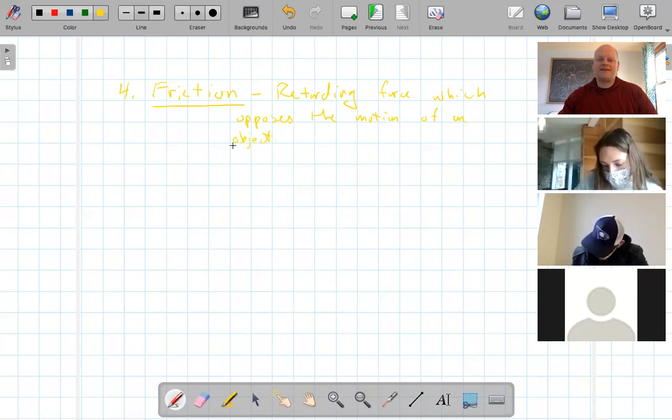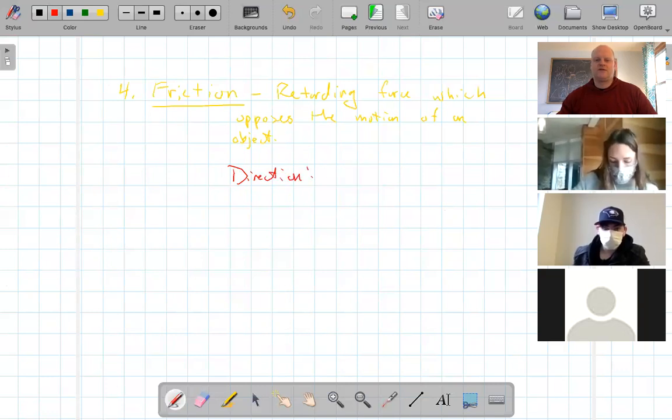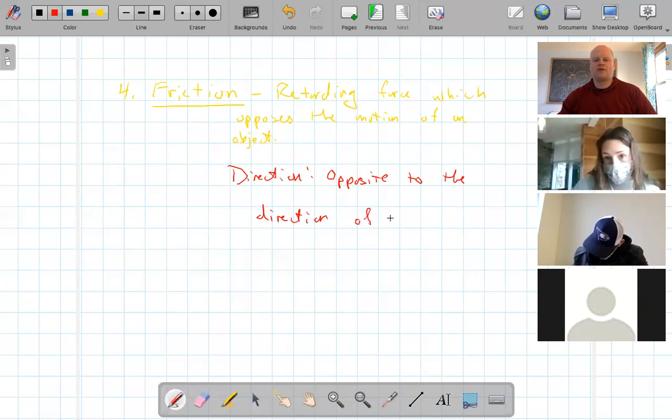So what does that mean? It means that the friction force will always be in the opposite direction of the motion of the object. So its direction will be opposite to the direction of motion. If my object's moving to the right, the friction force will be acting to the left. If my object's moving to the left, the friction force would then be to the right. So it's always in the opposite direction.